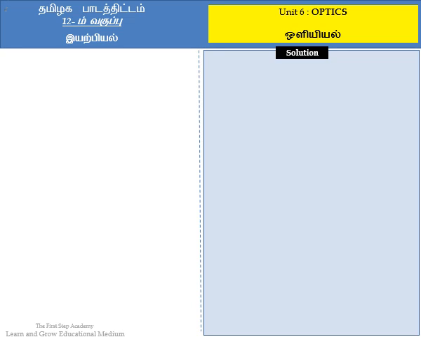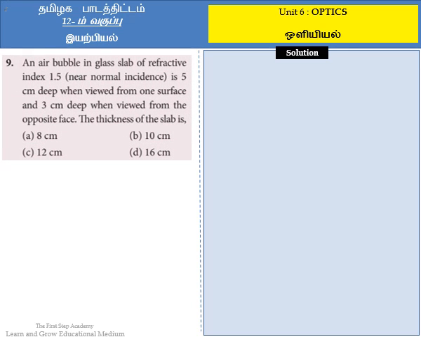Today in this video we are going to discuss the answer for the book back question number 9 in unit 6, optics. Let's go to the video.